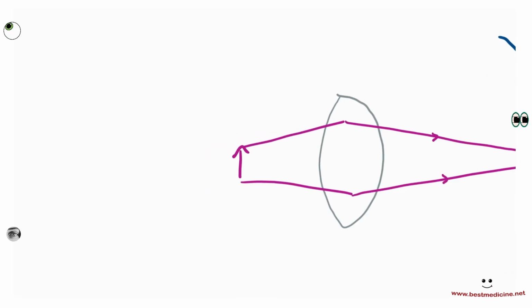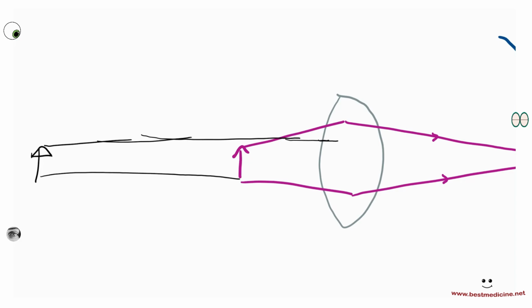But if you place an object that is very far away from the lens, then the light rays coming from this object are going to be at a lesser angle. And because these are at a lesser angle, the same refractive power is going to refract these light rays much more than needed.